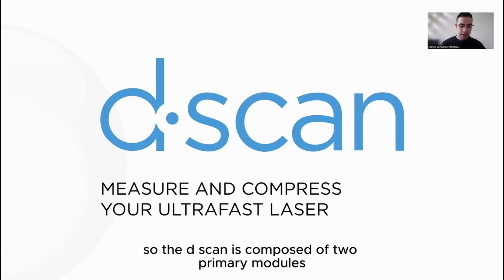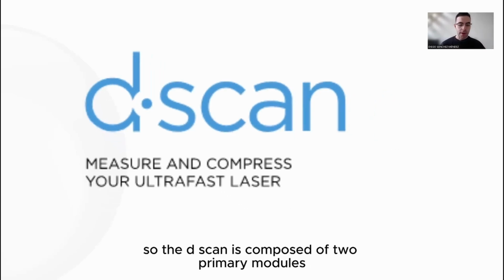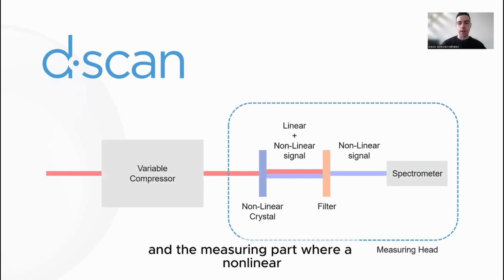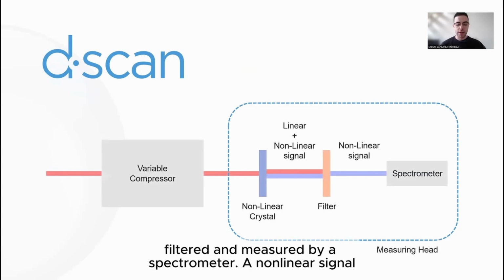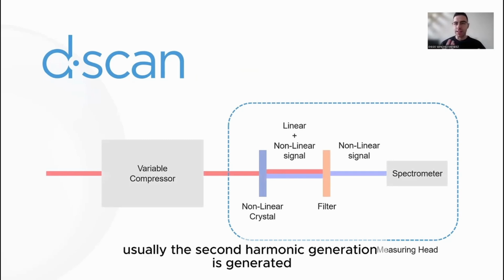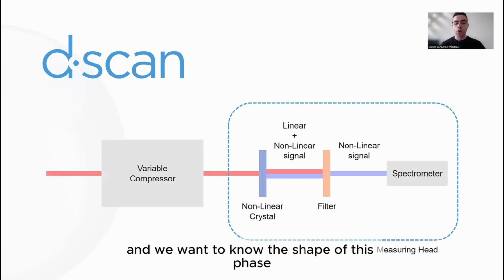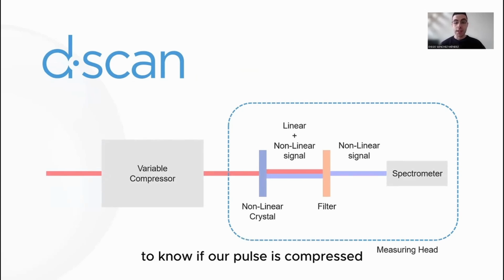So, the D-scan is composed of 2 primary modules, a variable compressor to modify the phase of the pulse, and the measuring part where a nonlinear signal is generated, filtered, and measured by a spectrometer. A nonlinear signal, usually the second harmonic generation, is generated because it depends on the phase of the fundamental pulse, and we want to know the shape of this phase to know if our pulse is compressed.